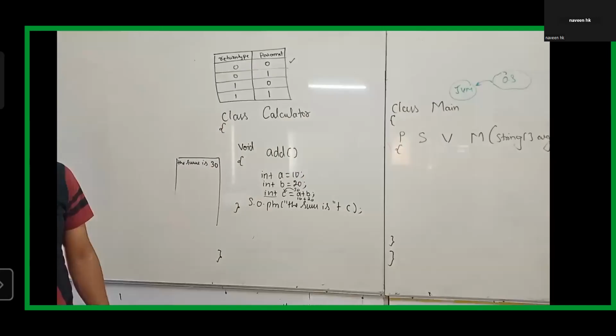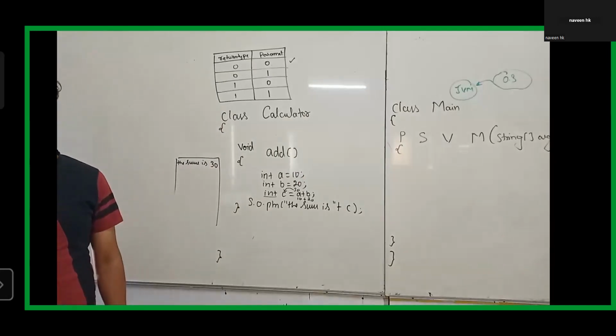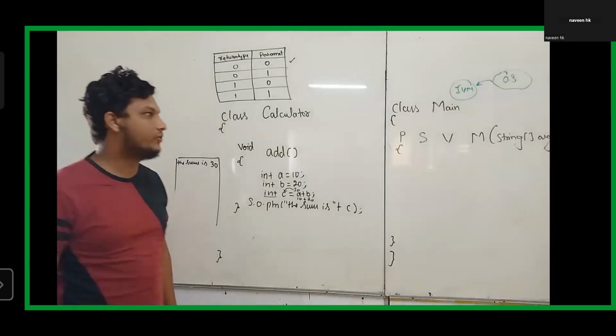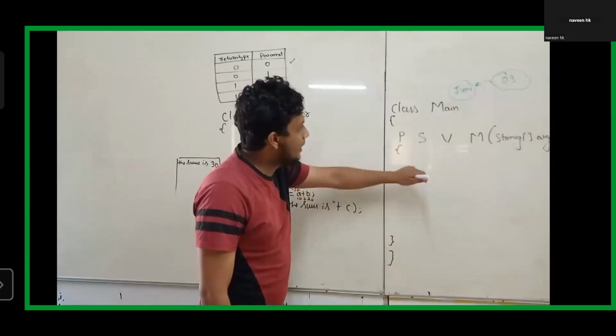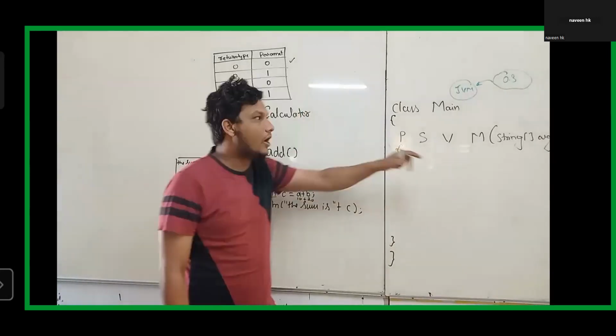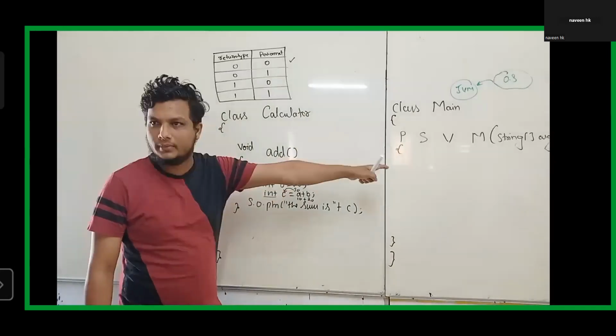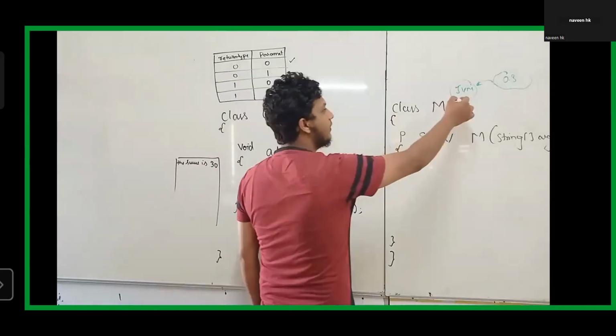What is the first work of JVM? It will search for the main method. Very good. Now, the main method is present in the main class, right? Or is it present in the calculator class? Main class, right? So immediately it will come to the main class.